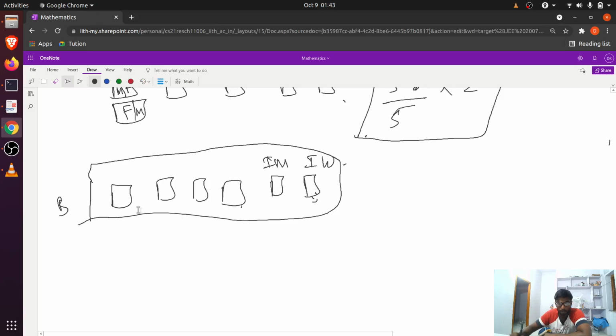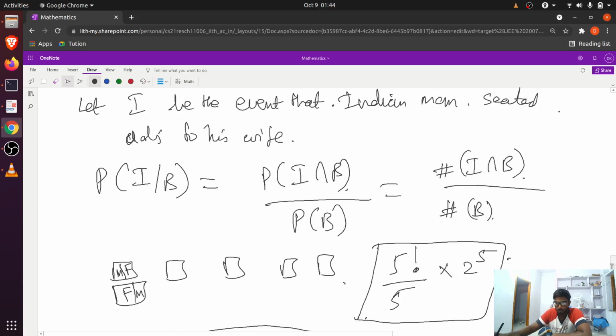So basically, we can consider 6 people. First we have to arrange 6 people in a circular way. That is nothing but 6 factorial divided by 6. And each American couple within themselves will have 2 arrangements. There are 4 couples, so 4 boxes, so 2 to the power 4. This is the cardinality of B.